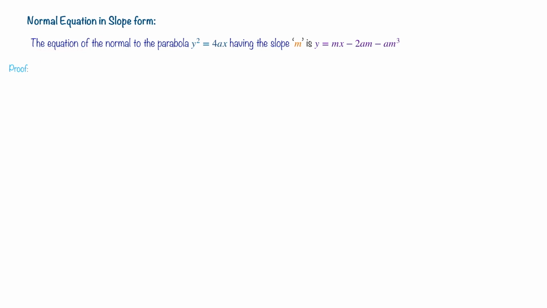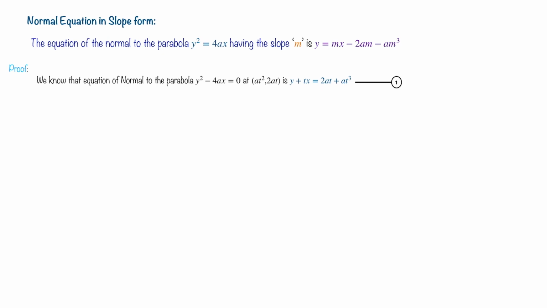The equation of the normal to the parabola y square equal to 4ax having the slope m is y equal to mx minus 2am minus am cube. Proof: we know that the equation of the normal to the parabola y square minus 4ax equal to 0 at (at square, 2at) in parametric form is y plus tx equal to 2at plus at cube. Let me call it 1.